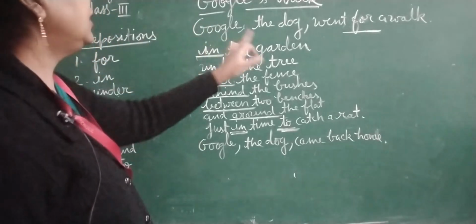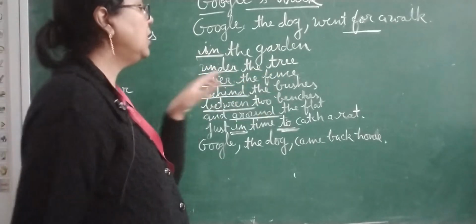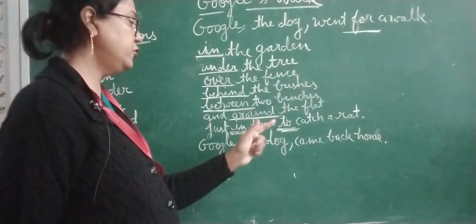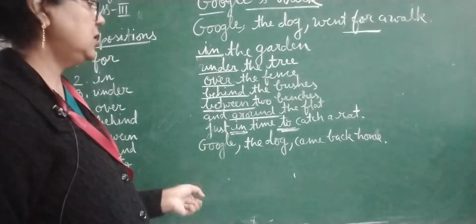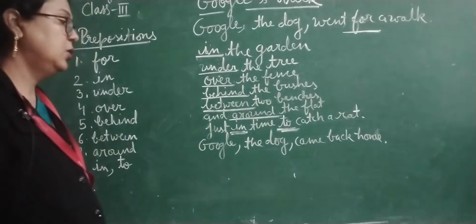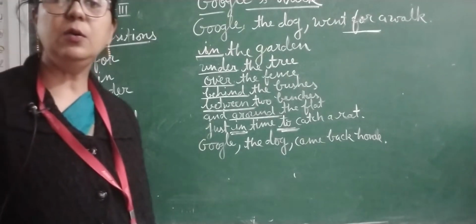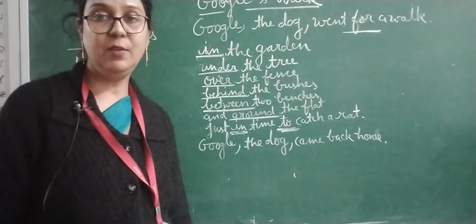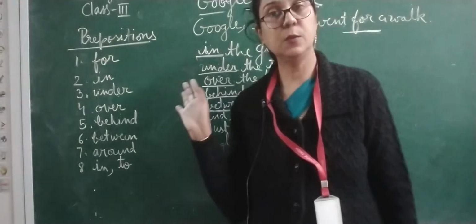Okay. So Google the dog went for a walk in the garden, under the tree, over the fence, behind the bushes, between two benches and around the flat, just in time to catch a rat. Google the dog came back home. So now this poem we have done and we have seen nine prepositions in this poem.